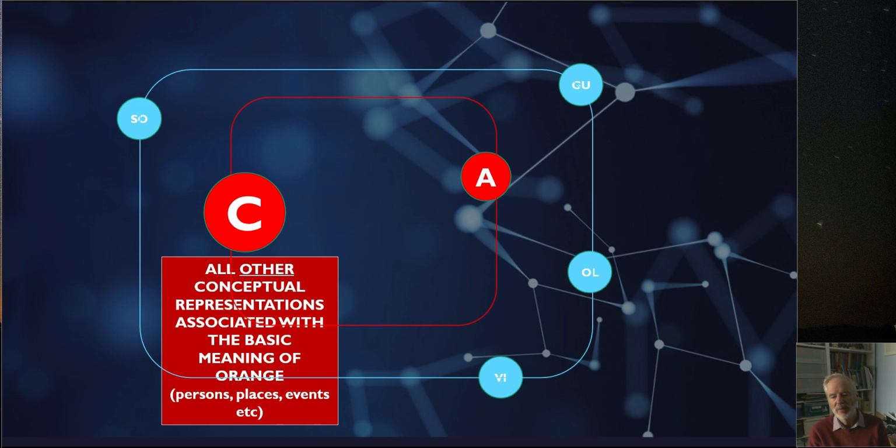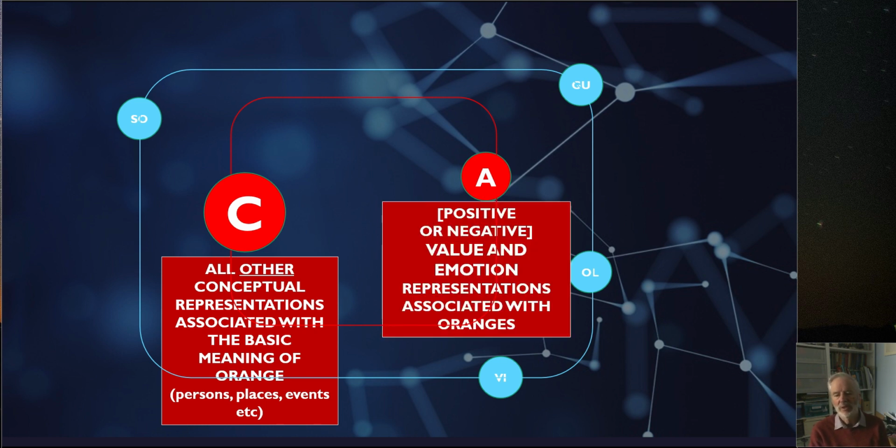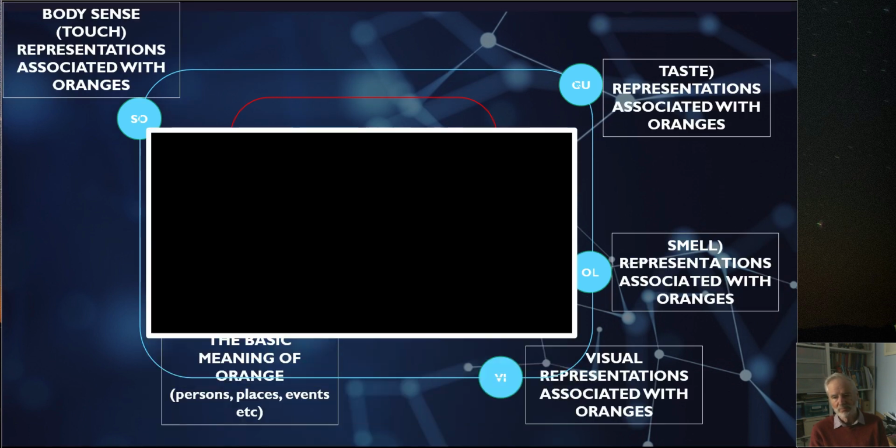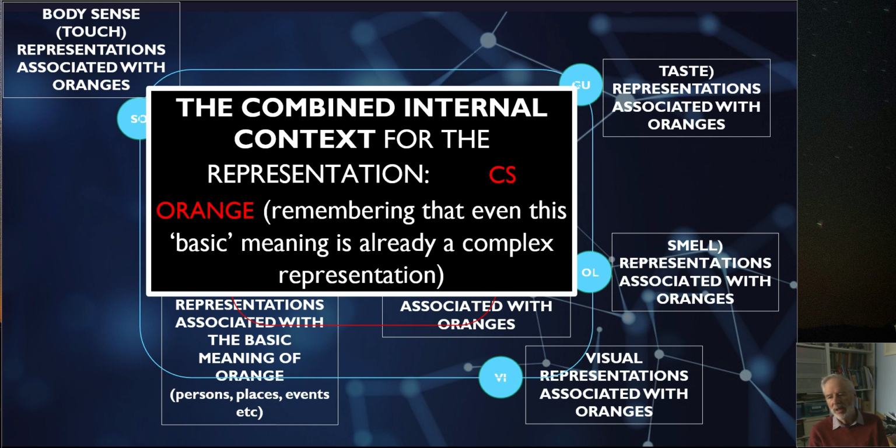And of course there will also be positive or negative emotions, and indeed just basically positive or negative values associated with oranges. Some people might not like oranges, some people might like them, but there might be at least a sort of value associated with an orange, and that would come from the affective system. Okay, so here we are. What we've put down here is a combined internal context for the representation CS orange. That means conceptual structure orange.